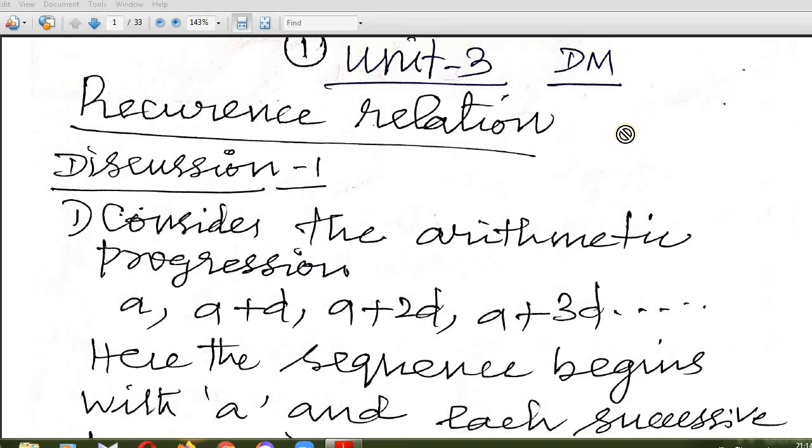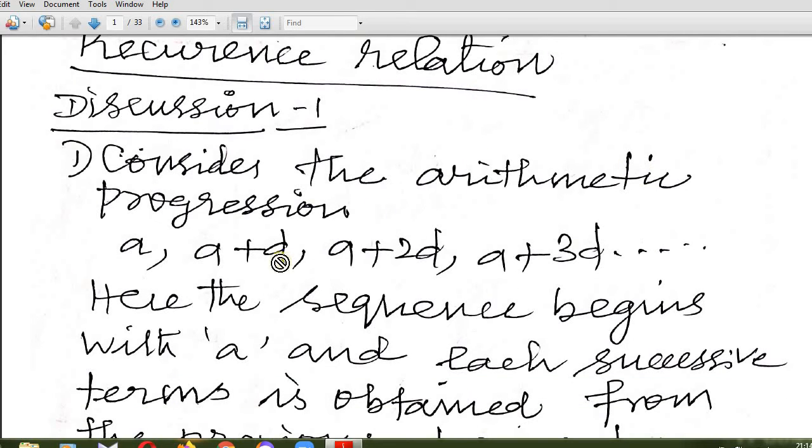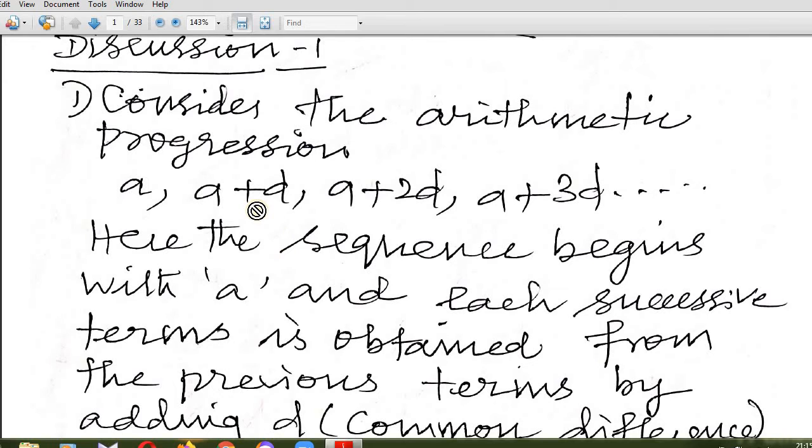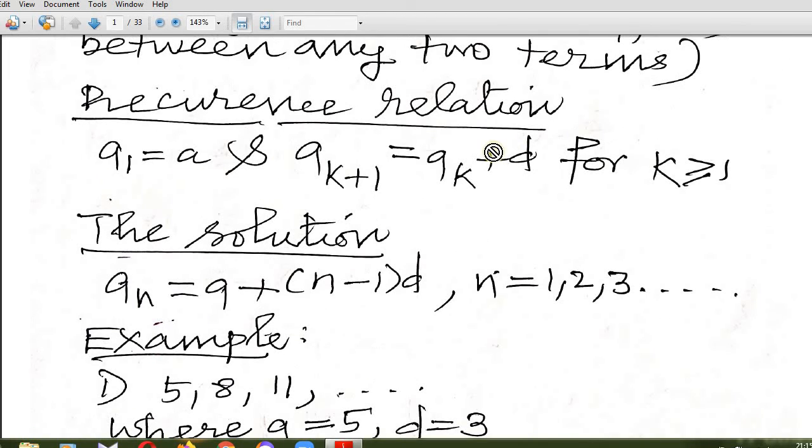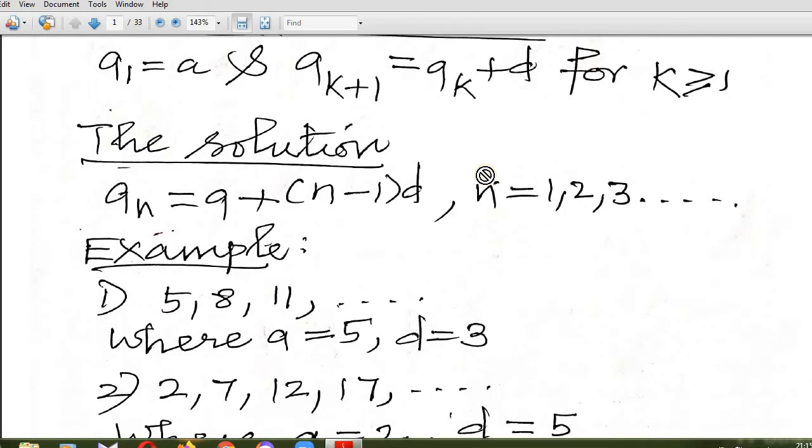We have discussed this discrete mathematics topic already, titled Recurrence Relation. Two examples we have taken. The first one is arithmetic progression, where each element is increased by the common difference from the initial element, and this is the recurrence relation. The terms which satisfy the recurrence relation are called the solution of this recurrence relation.